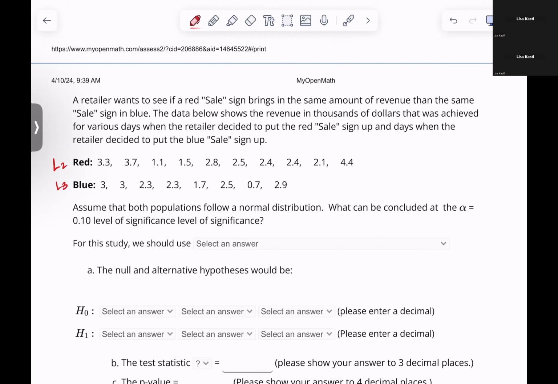So what kind of test are we conducting? We're looking for the difference in these two things. These are independent, two different signs. So it's going to be a t-test for the difference between two independent population means.